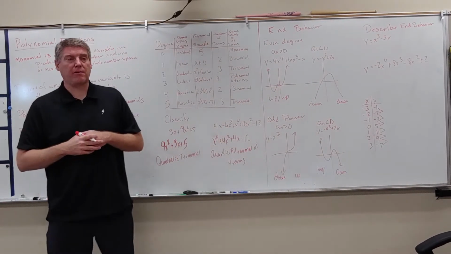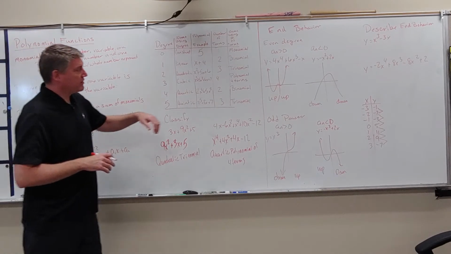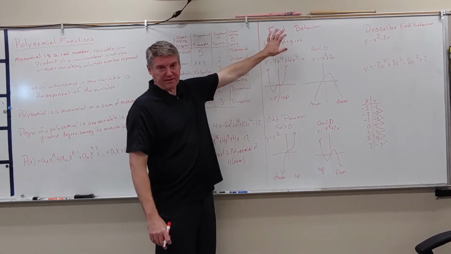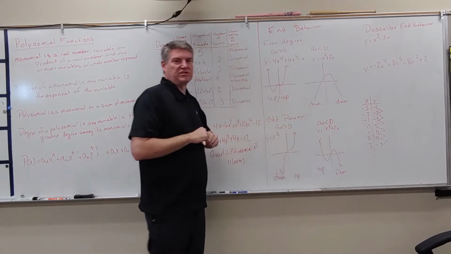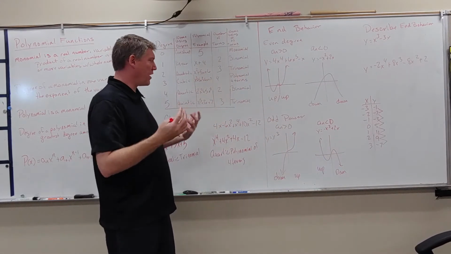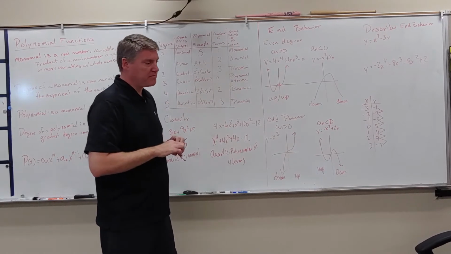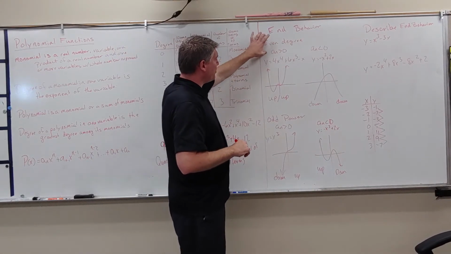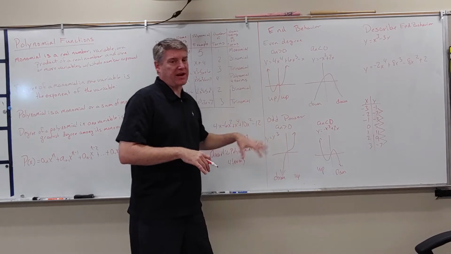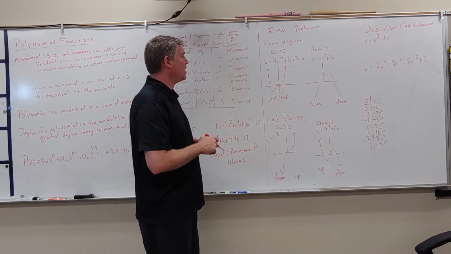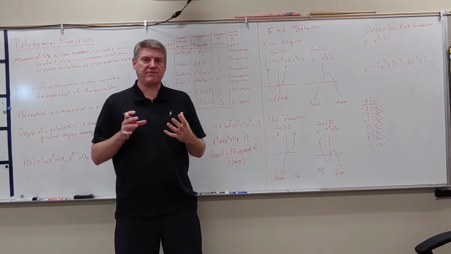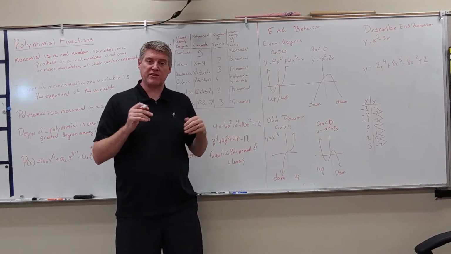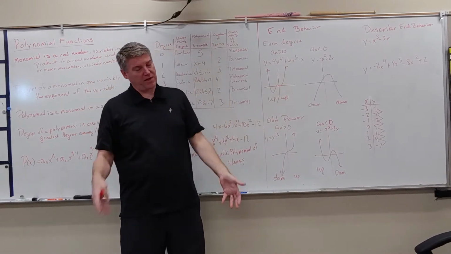So when we're talking about polynomials, we're going to have this idea of end behavior. So what's happening at the end of these graphs? Where is it going towards? Okay? So I'm going to break this up into an even degree and an odd degree. Okay? So the nice thing about even degrees is their end behavior has to go in the same direction. They either both have to go up or they both have to go down.